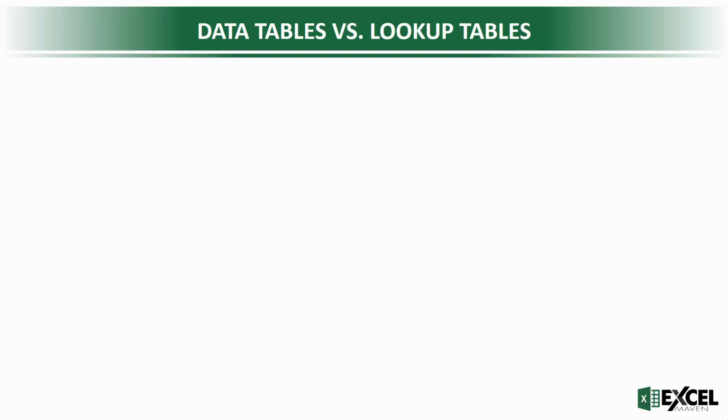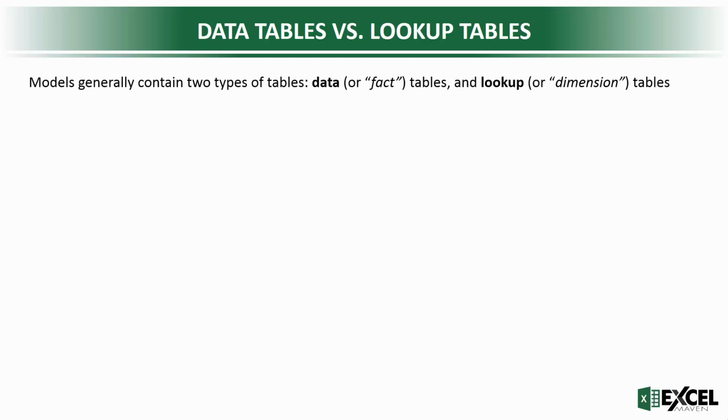So let's continue down this path of database normalization and talk about another really important concept, which is the idea of data tables versus lookup tables. Now, generally speaking, models contain two types of tables. You've got data or fact tables and lookup tables, sometimes called dimension or dim tables.